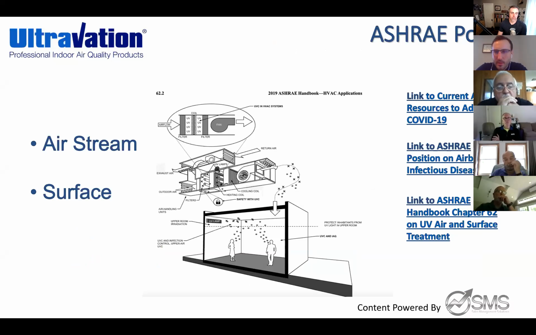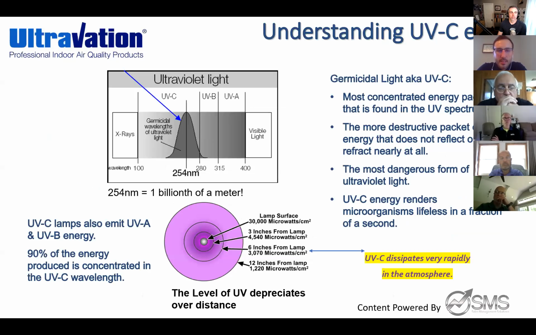So I did mention ASHRAE's position and their recommendations. I won't get into each individual article; I will send you guys this to read after the presentation. But basically what they are saying is to treat the airstream and treat the surface, which means treat the coils and treat the in-duct airstream, and treat this with UVGI technology. As we mentioned before, UVGI technology is only found in UVC lamps. UVC lamps is what Ultravation is using in their products. So keep that in mind. We'll go ahead and jump to the next.